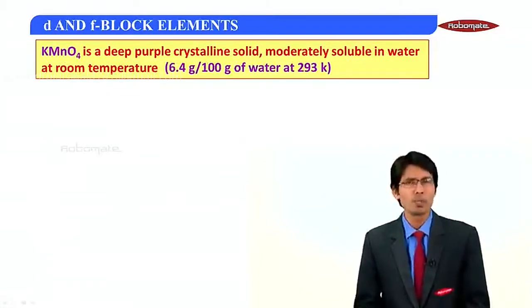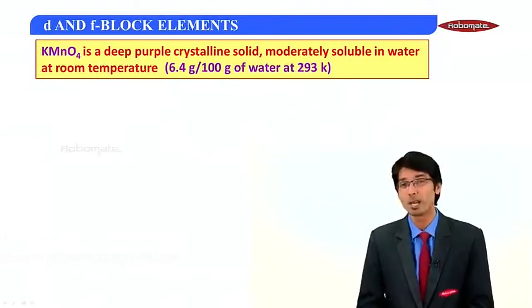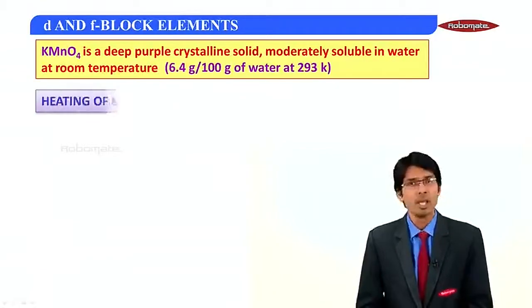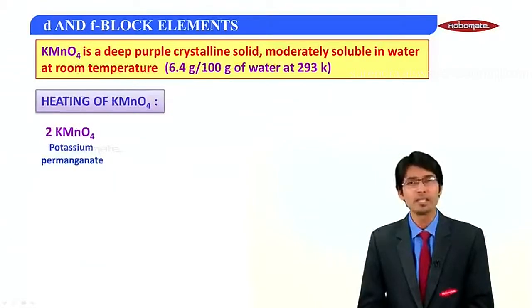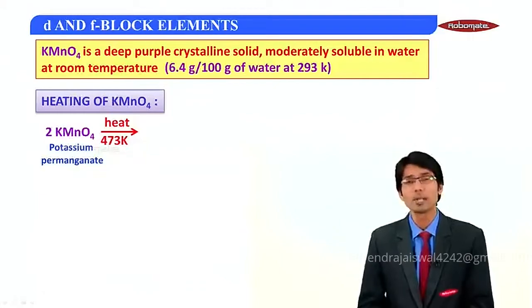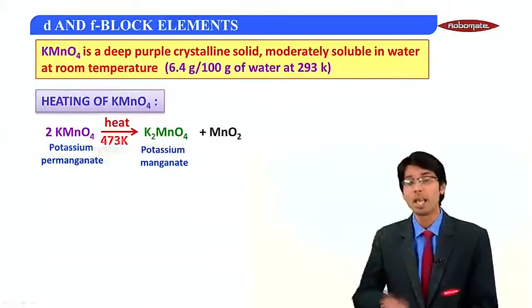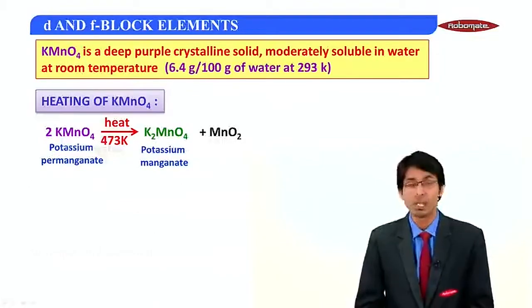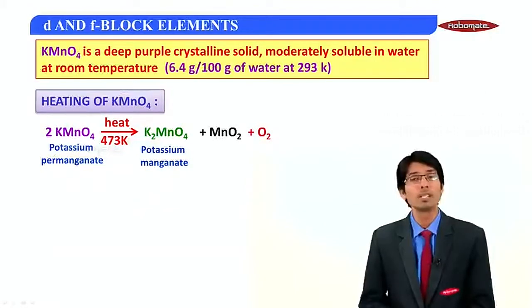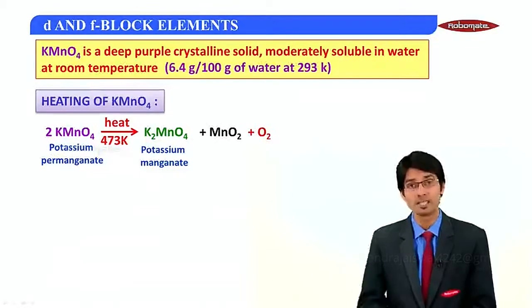It has been observed experimentally that the solubility of potassium permanganate is 6.4 gram per 100 gram of water at 293 Kelvin. Now, if potassium permanganate is heated strongly at about 473 Kelvin, then this purple colored compound gets converted to green colored crystals. This greenish crystal is potassium manganate, and along with the potassium manganate you will find MnO2, that is called manganese dioxide. Along with this mixture of potassium manganate and manganese dioxide, it liberates dioxygen gas, that is oxygen gas, and that's why it acts as a powerful oxidizing agent.